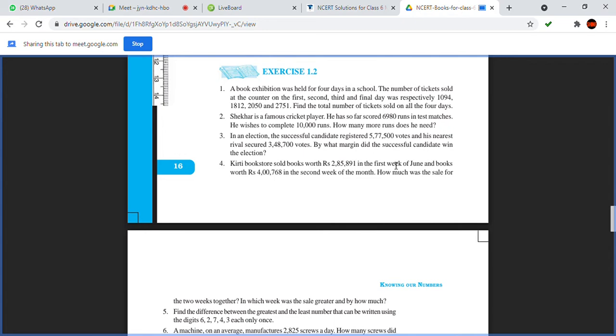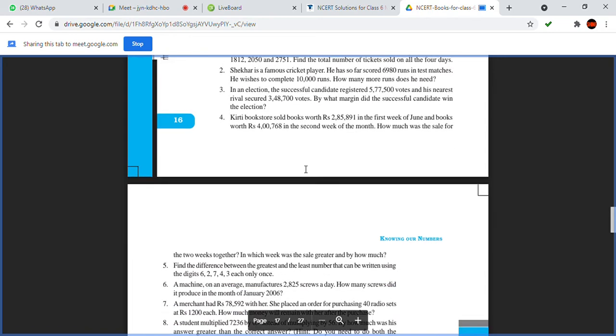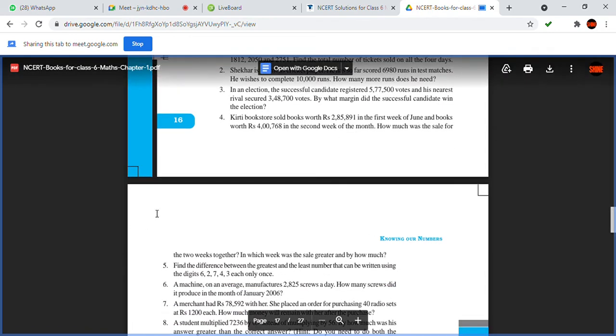That is equal to 5,77,500 minus 3,48,700. Miss, one more. Votes secured by the first candidate, votes secured by the second candidate, margin of the votes. All the numbers here you can see on the board. That's a margin. Margin means the difference of those numbers. Here in the question itself we can see, by what margin did the successful candidate win the election.